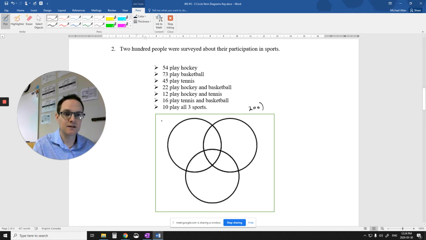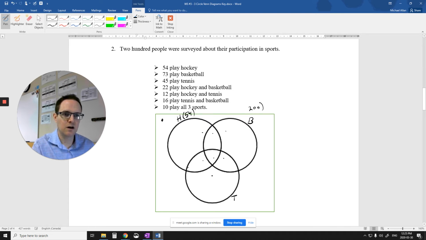It could be anywhere. In this case, it could be some out here or in one of the 8 spots in here. So I go 1, 2, 3, 4, 5, 6, 7. Oh, there's 8 altogether. There's only 7 down here. All right, so what I know is we have hockey, basketball, and tennis. So those are my 3 circles.